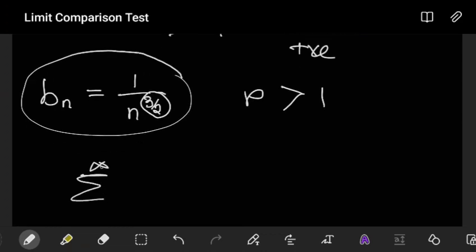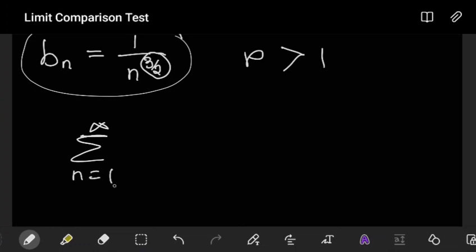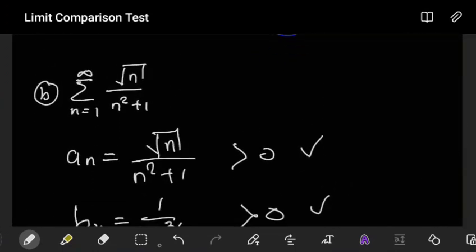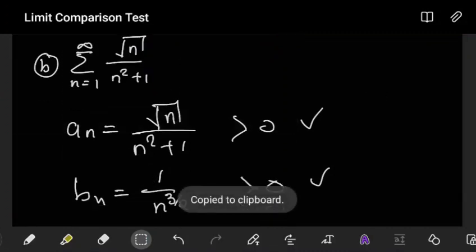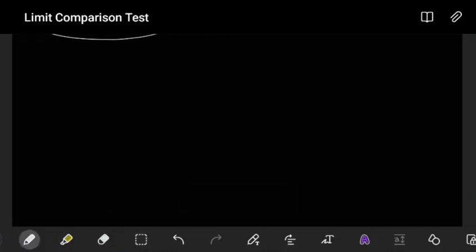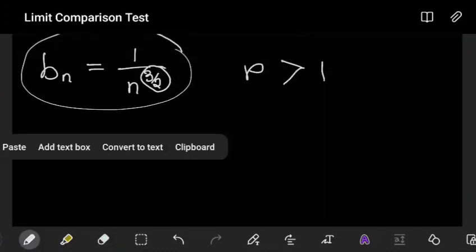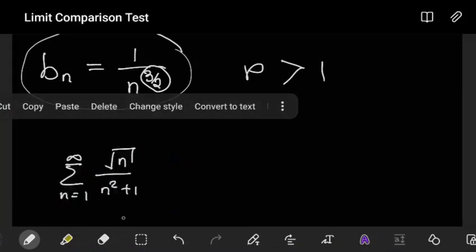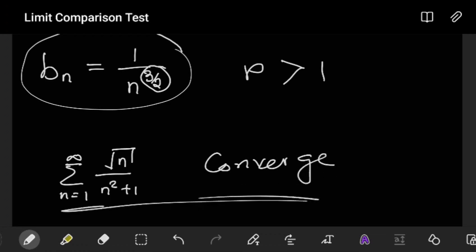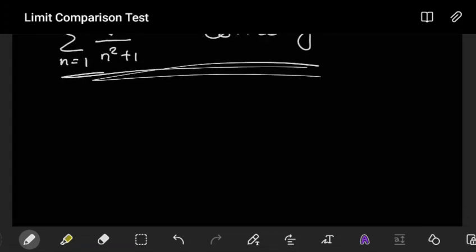Therefore, the series from n equals 1, and what did we have? We had this expression. So we conclude that since Bn converges, so will this expression. So it will converge. So that is done. So let's look at our last example, C.